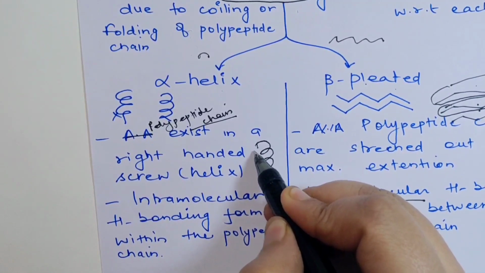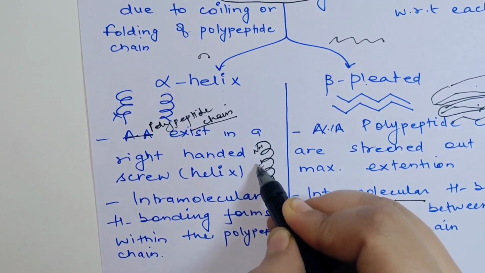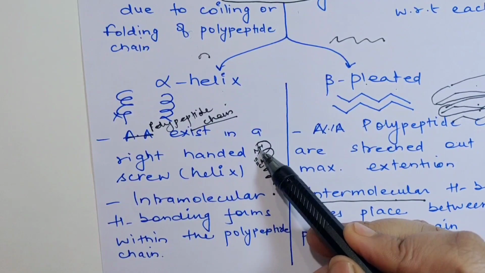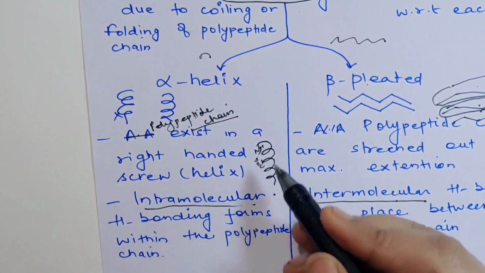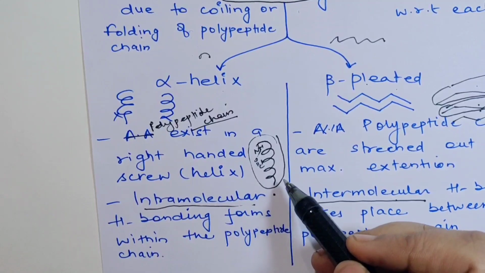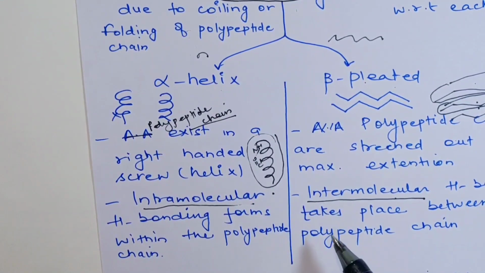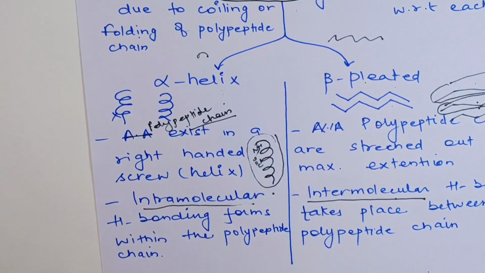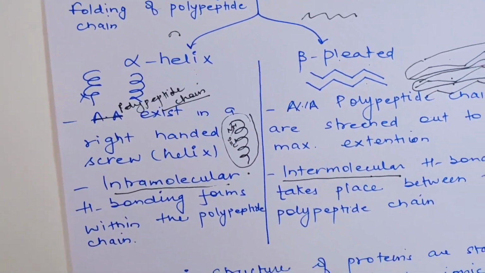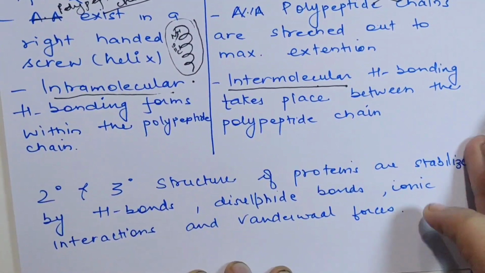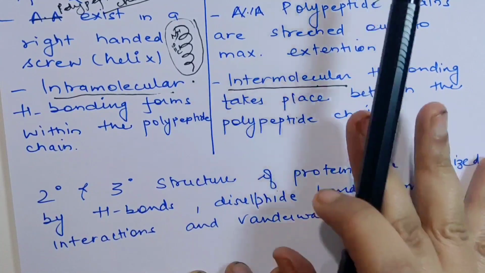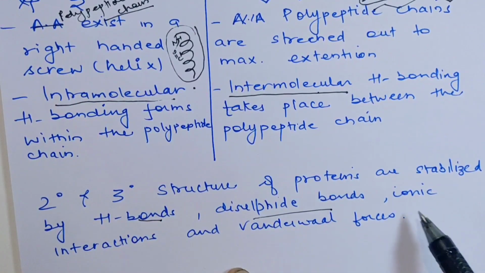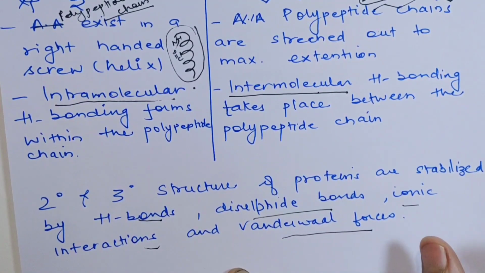So if there is NH here and C double bond O here, the hydrogen bond that takes place between them is the intramolecular hydrogen bond because it takes place within the polypeptide chain. This is the main difference between alpha helix and beta pleated. Many times this difference is asked in MCQs. Another important thing is that alpha helix and beta pleated are stabilized by not just hydrogen bonds but also disulfide bonds, ionic interactions, and van der Waals forces.